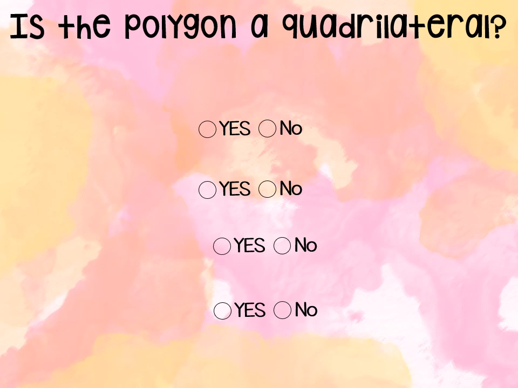Now I'm going to give you some clues. I want you to think about the clue and think about whether or not I'm describing a quadrilateral. Remember what a quadrilateral is? Think back. So here's the first clue. Has 4 sides. Does a quadrilateral have 4 sides? Yes, it does.